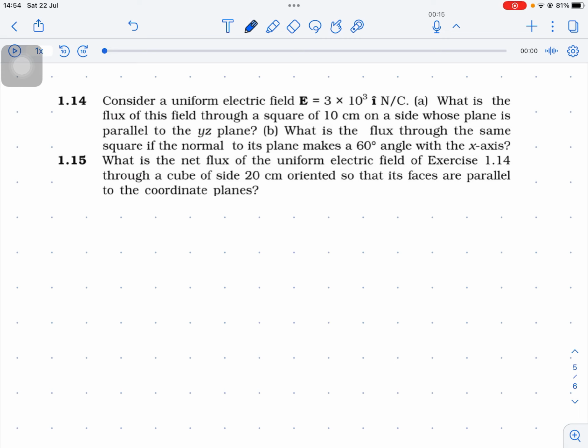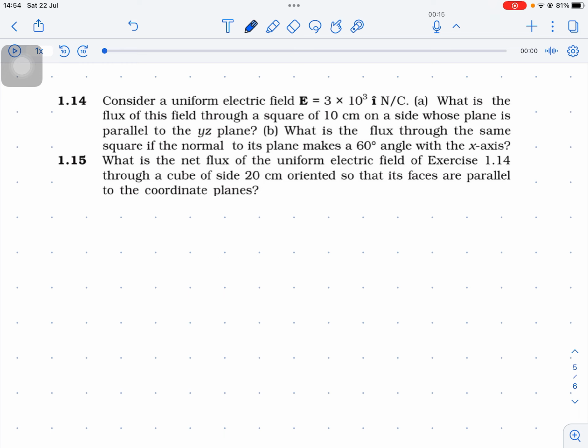Hello dear students, today we are continuing our questions from the chapter electric charges and fields. As we have already done up to question number 113, now we are going to discuss question number 114 and 115. We are taking these two questions together because they are related questions.